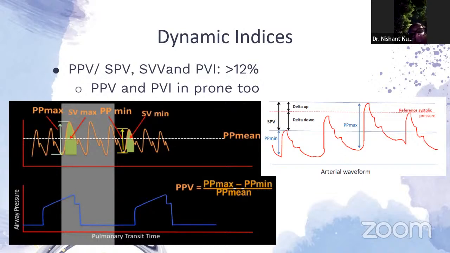Now, as you can see in these graphs, the area under the curves gives you the stroke volume, whether it is the plethysmograph or the arterial waveform. So you need not actually catheterize the heart or the left ventricle, but just by an arterial line or by the SpO2 probe, you can calculate these indices, and if more than 12%, the patient requires fluid, and then you see the change in percentage. Next, please.